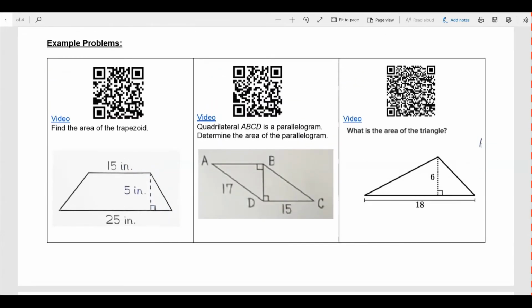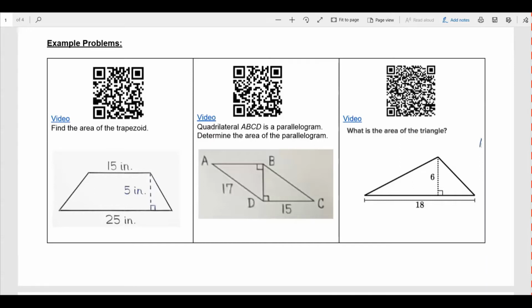Hey guys, so this week we're going to be talking about the area of two-dimensional figures, both regular and irregular. We are going to briefly touch on a composite figure type problem, but it's just a way of solving one of our normal polygons. So we're going to go ahead and get started.